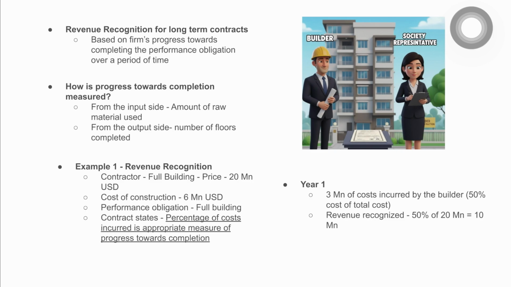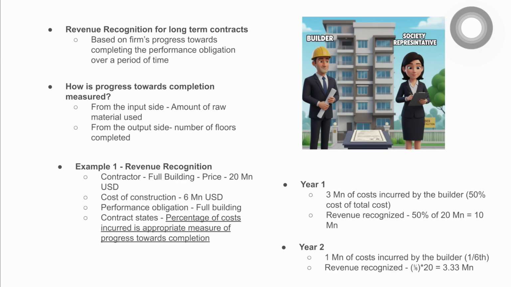Let's see what happens in year one. Remember, the total cost of construction was expected to be 6 million. 3 million of costs incurred by the builder. So 3 million of the costs has already been incurred in year one itself. 3 million out of the total 6 million required to complete the full project is incurred in year one. So 50% of the costs are already incurred in year one. Because we are using costs as a measure of progress towards completion, the builder can recognize 50% of the revenue. So in the first year on the income statement, the revenue would be 10 million.